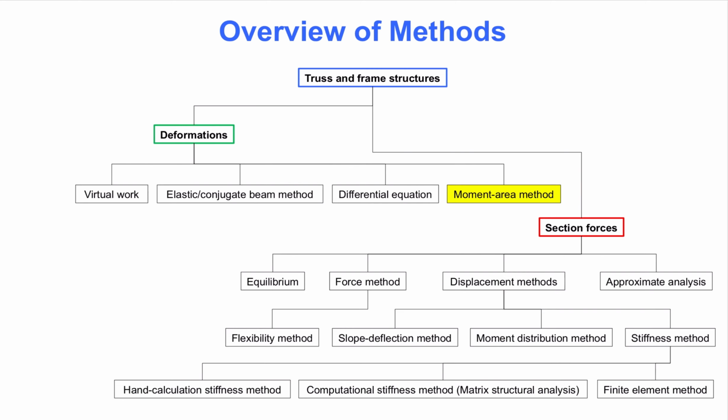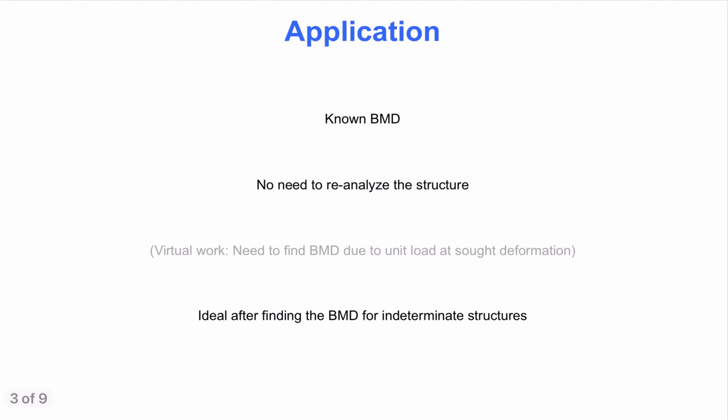However, in this general slide that appears in many of the videos in this short course, it says truss and frame structures at the top. That does not apply to the moment area method. This method does not work for truss structures, only beams and frames with a known bending moment diagram. That point is expanded on the next slide, which spells out a few features of the moment area method.